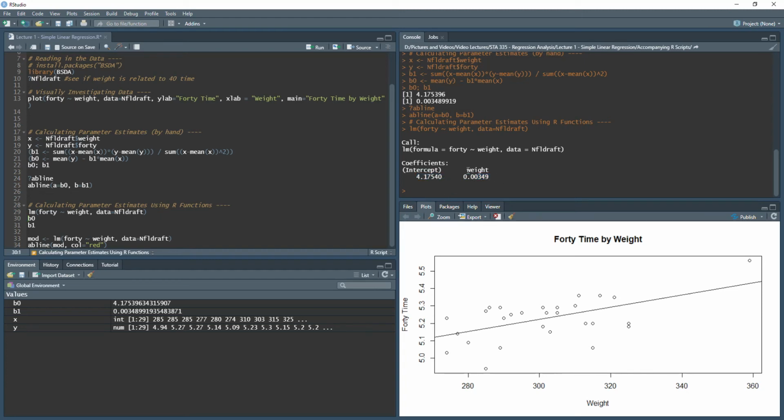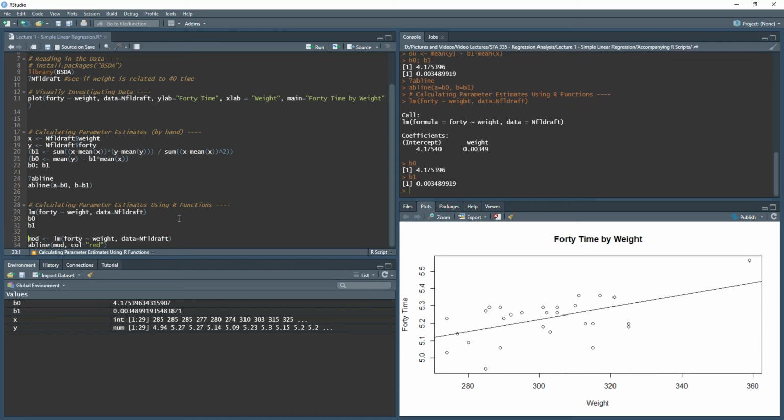We can see that the intercept and the weight are printed by default. Now note, some students get confused. This weight doesn't mean that the 0.003 is itself a weight. Recall what this value is. This is the slope. So as weight increases by 1, this is how much the 40 time increases.